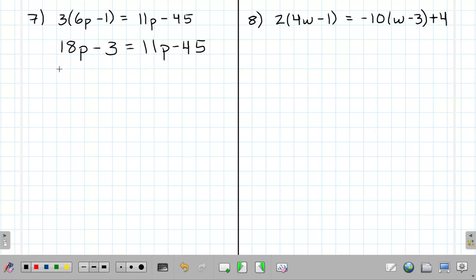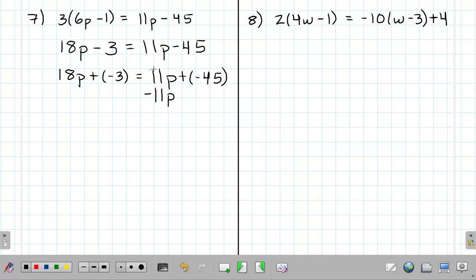But before we do that, I am going to do my tried and true method here of writing this as a sum so I can clearly see what's going on here. So I have an 18p on this side, 11p on this side. Technically, I could subtract 18p from both sides because I could get rid of that and then have negative 3 over here. And then over here would be negative 7p plus negative 45. Once again, that seems a little tricky there.